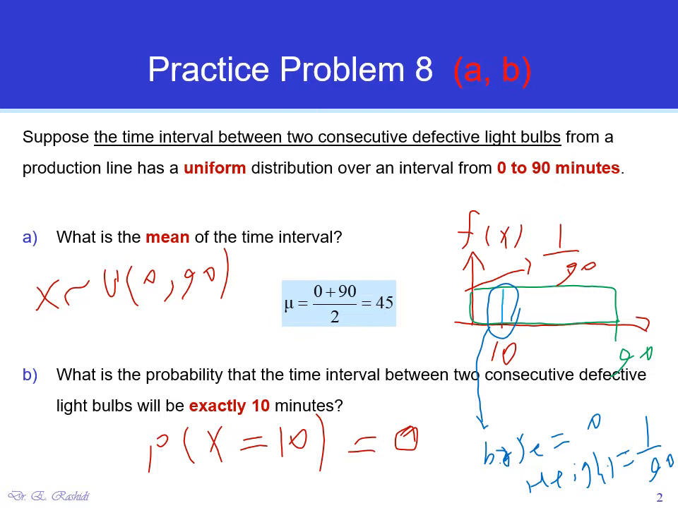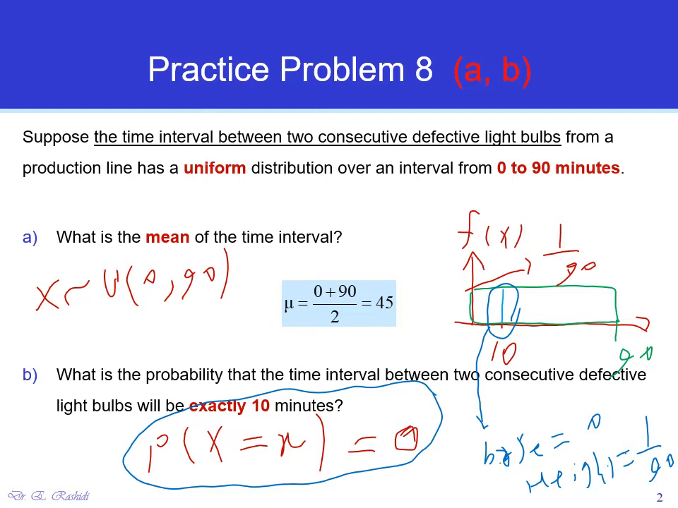So the area of this rectangle, if you can call it a rectangle, which it's not, it's just a vertical line, is 0. So that means this probability is 0. The probability that x is equal to 10 is 0. Actually, the probability that x is equal to any value is 0. 10, 9, 80, any value, the probability is 0.